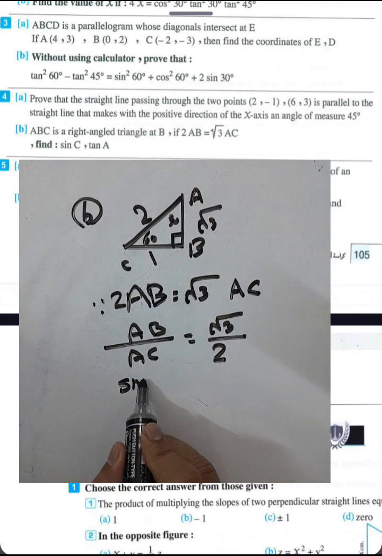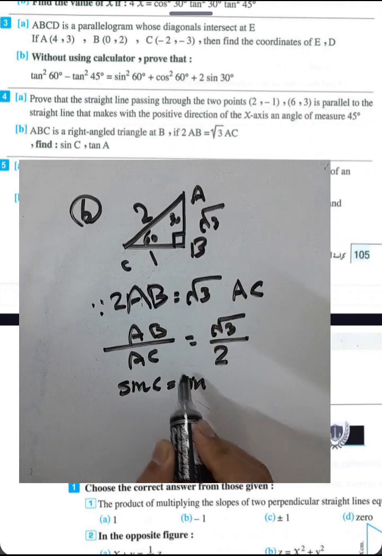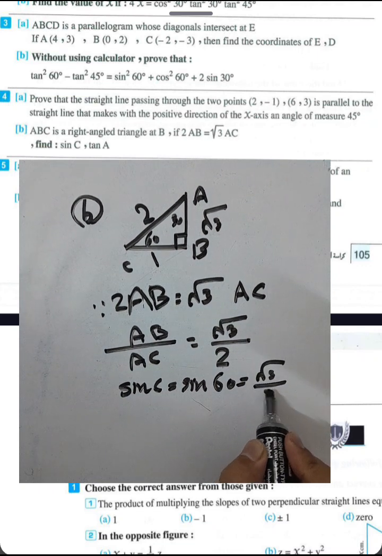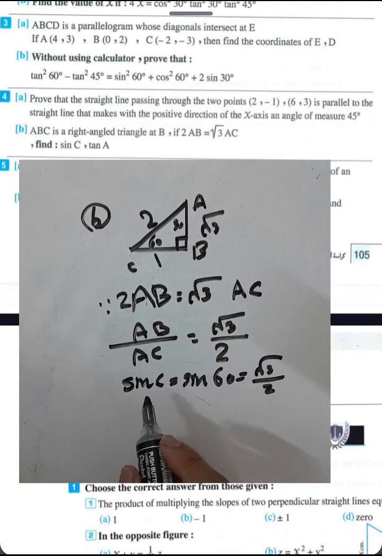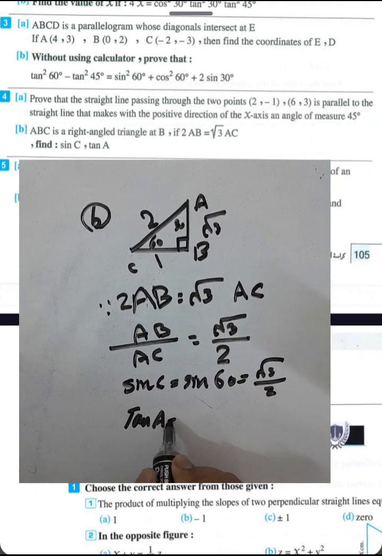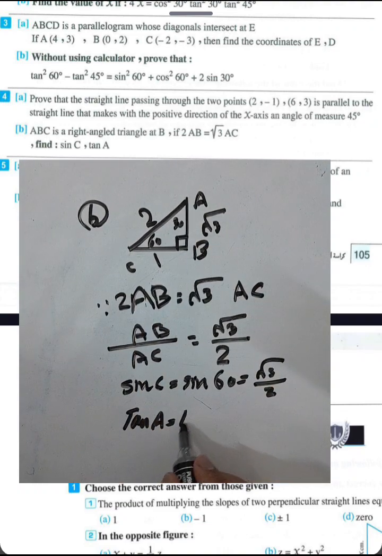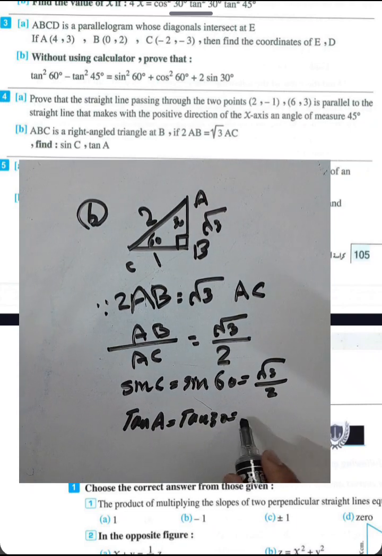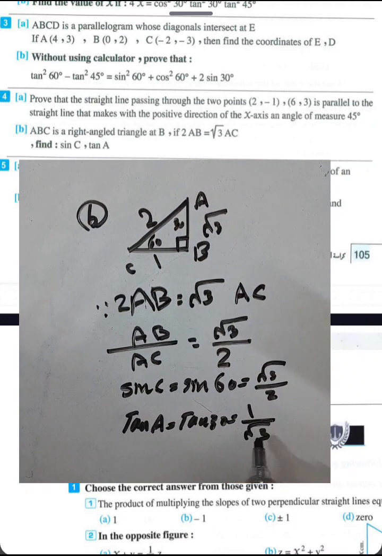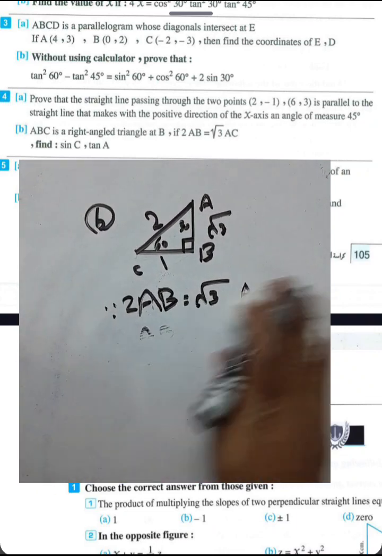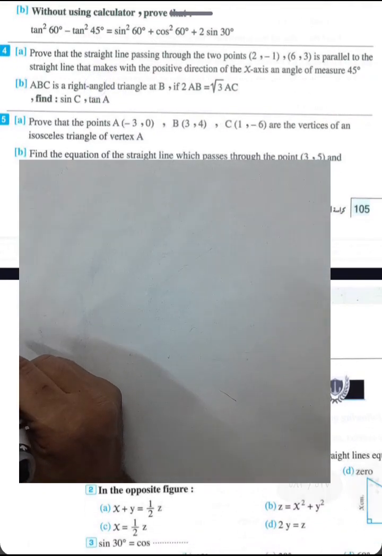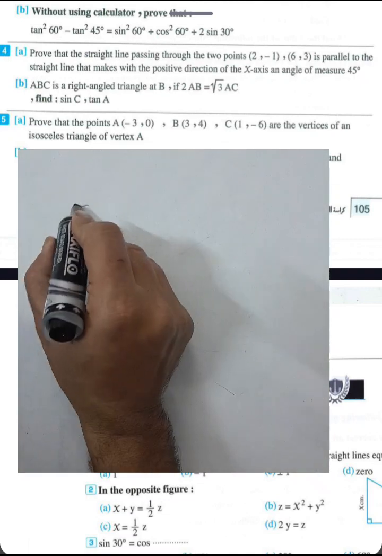Then sine C will be equal sine 60, root 3 over 2, and we can find tan A, tan 30, equal 1 over root 3. Next example, question number 5.